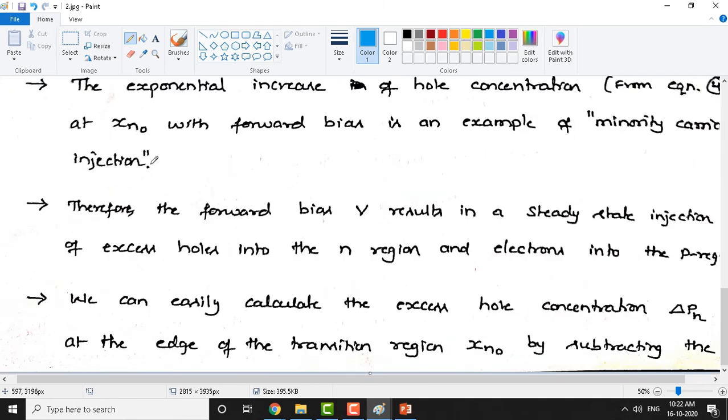This is the illustration of minority carrier injection, and I have covered many things with reference to it. The excess hole concentration delta Pn can also be calculated. I have shown this delta Pn as a function of distance for holes on the N side. Similarly, we can also calculate delta N on the N side. With that I will move to the next material.